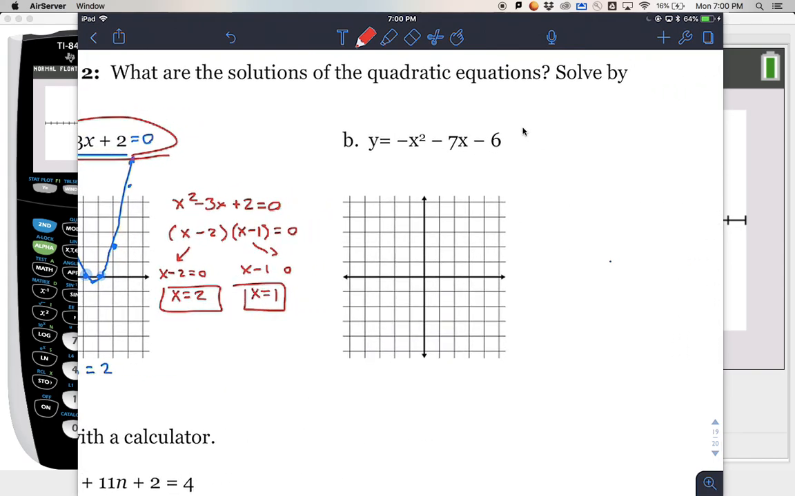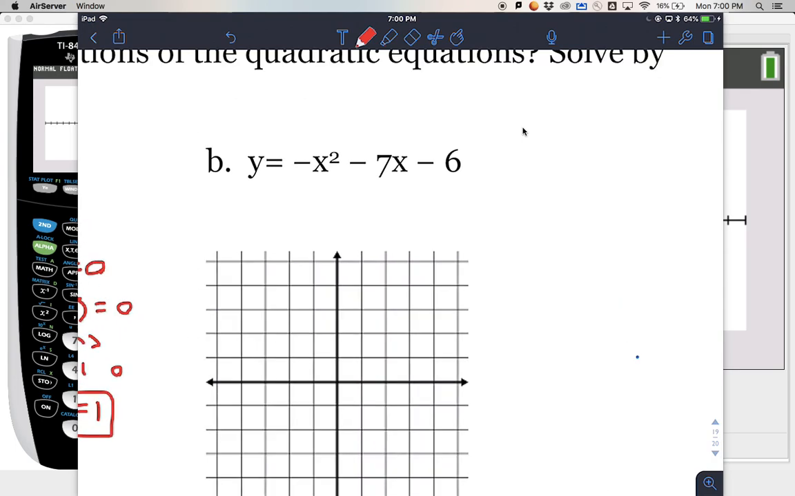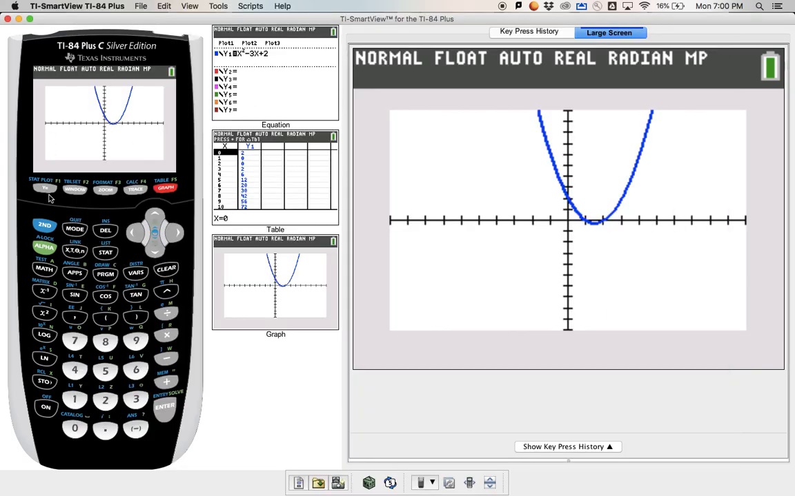Not too bad. Let's look at this next one. Notice we got the negative out in front. Really, we're trying to figure out when the y values are equal to 0. So technically this is the best way to write the equation. We'll graph that using the graphing calculator again.